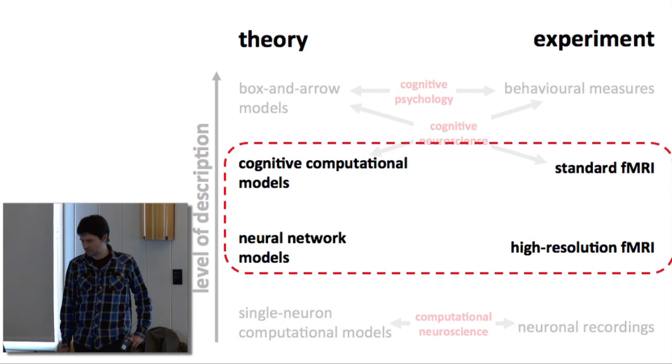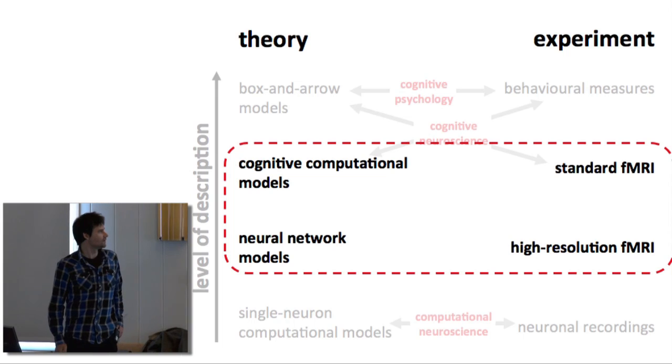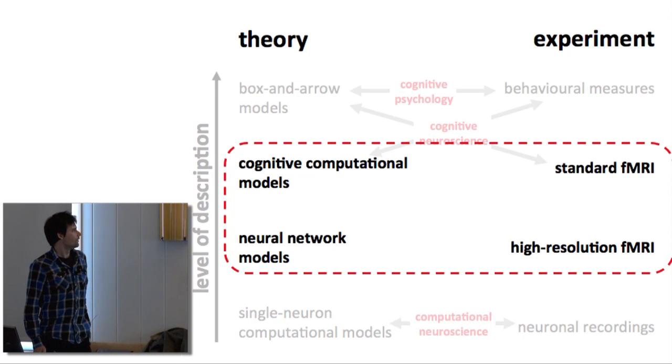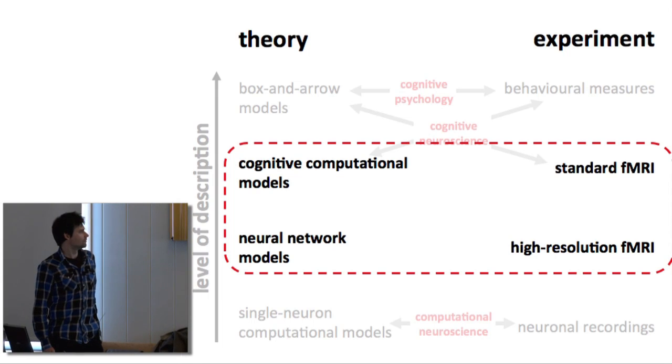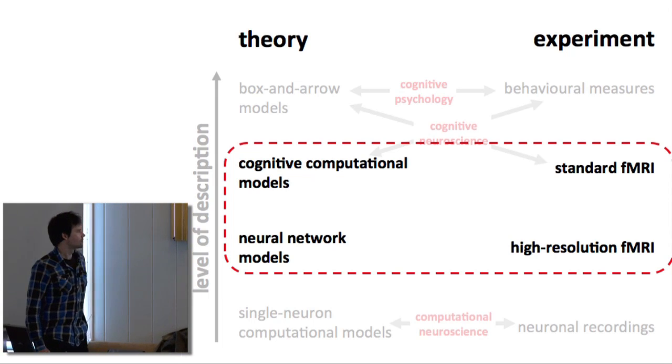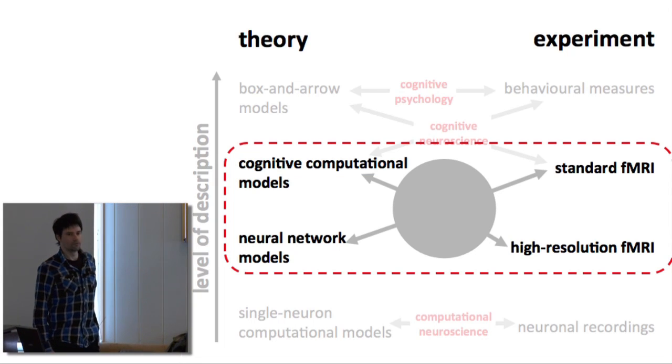What's really lacking is the connection between experiment and theory at this intermediate level of description. And that's the level that I'm focusing on in my research. We want to connect these cognitive level computational models and neural network models to standard and high resolution fMRI, and also to neuronal recordings and behavioral measures, of course.